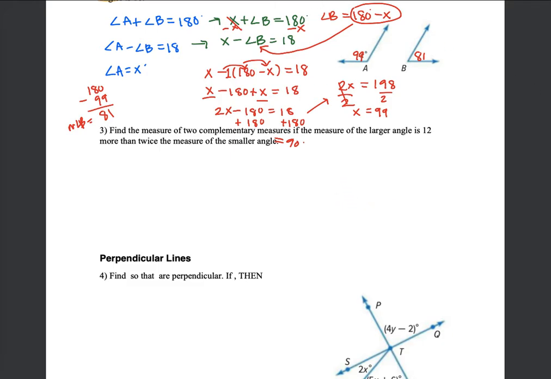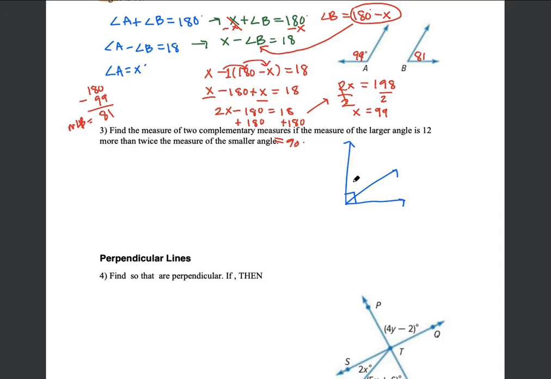So I know I have a 90-degree angle, right? If this is my 90-degree angle, and this 90-degree angle is two different angles, so two different angles added up create this 90-degree angle. And it tells me, if the measure of the larger angle, so I can think of this angle right here as the larger one, and this one as the smaller one. It says the larger one is 12 more than twice the measure of the smaller one.